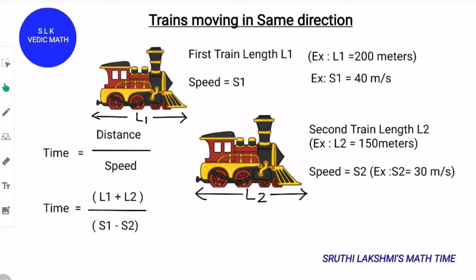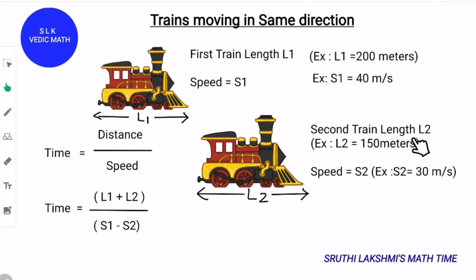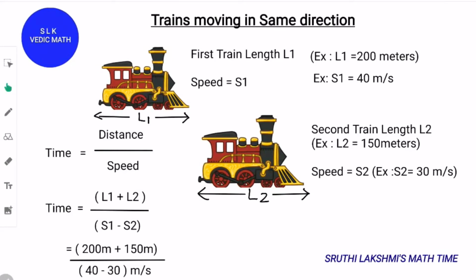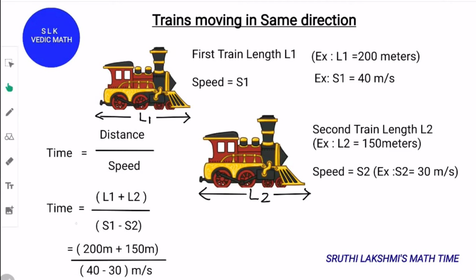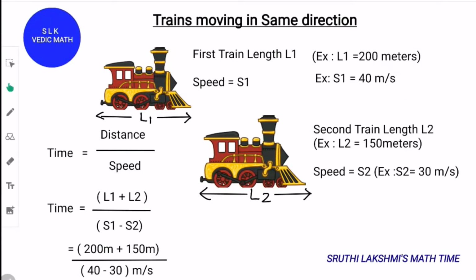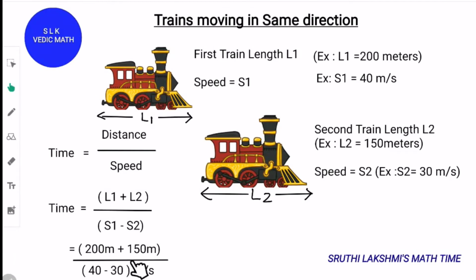So for example, the length here is 200 meters and the length of the second train is 150 meters. So we have to add 200 meters plus 150 meters for L1 plus L2 because it's the relative distance. And now for the relative speed, we do S1 minus S2. So S1 is 40 meters per second and S2 is 30 meters per second. So we subtract them. So 40 meters per second minus 30 meters per second.